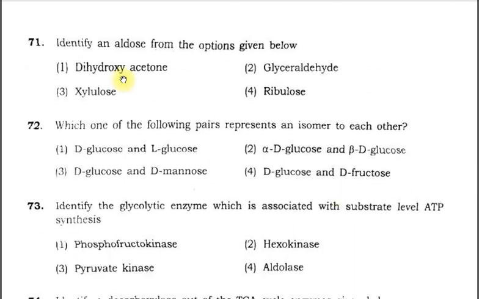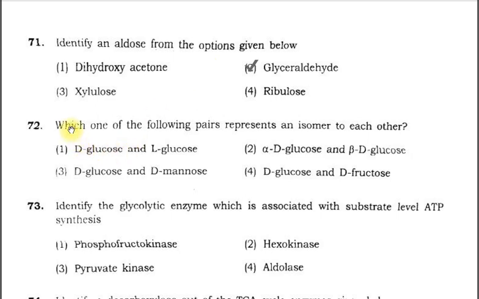Question number 71. Identify an aldose from the options given below. Option 1 is dihydroxyacetone, option 2, glyceraldehyde, option 3, xylulose, option 4 is ribulose. So out of these 4 sugars, one is the aldose sugar, others are keto sugars, and the correct answer is option 2, glyceraldehyde.